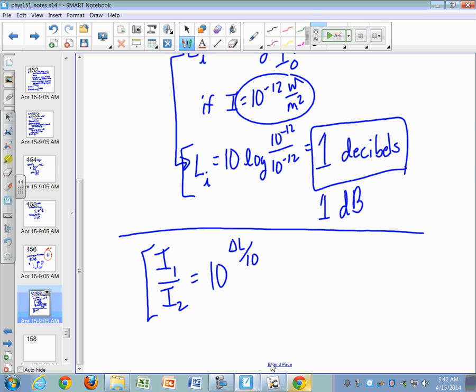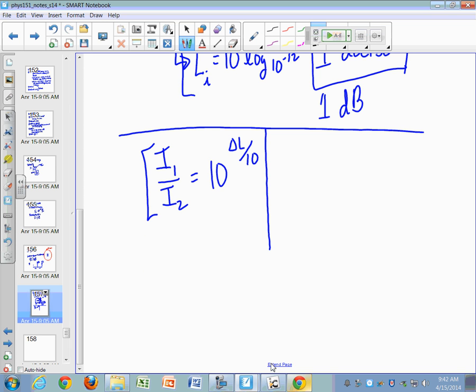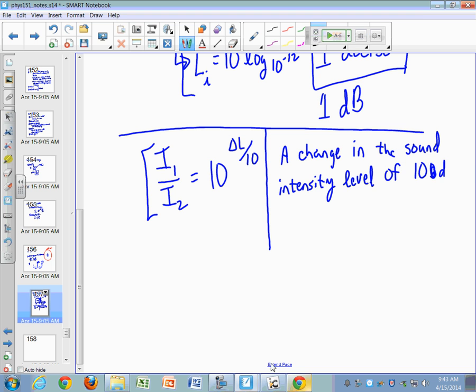So really what I want you to walk away from this, you're not going to have to use these equations in any way, is that if we have a change in sound, the way this logarithmic scale works is that a change of 10 decibels in the sound intensity level results in a sound that's 10 times as intense.